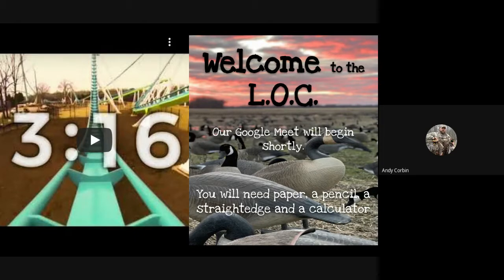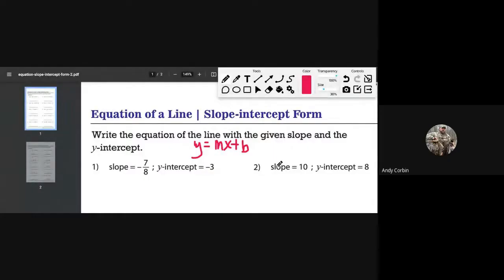But before that, I want to go ahead and clean up our attendance here a little bit. So let me get your bell ringer up and get you started on that. Okay. So let's see if we can get this going. Okay. So can everybody see the two problems, 1 and 2? Can you see those on your screen?